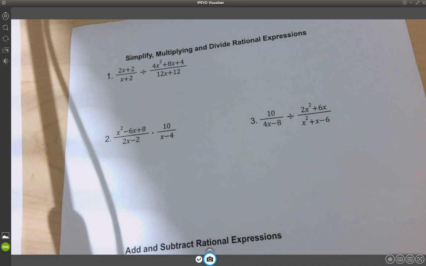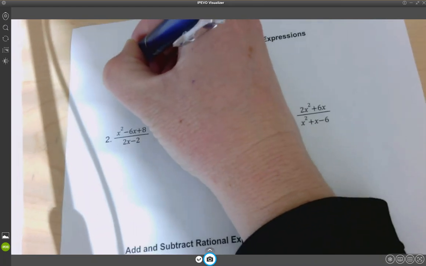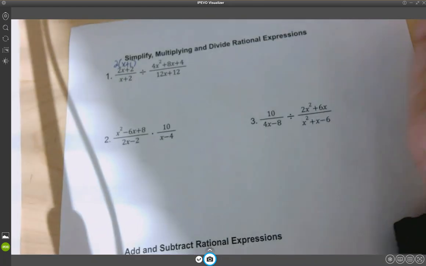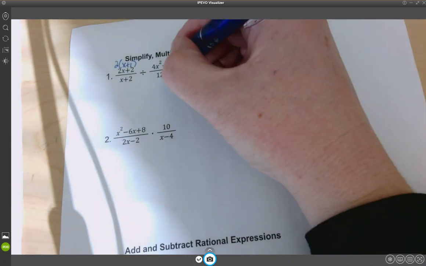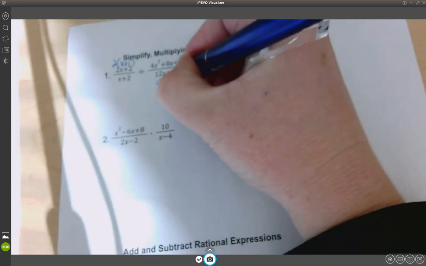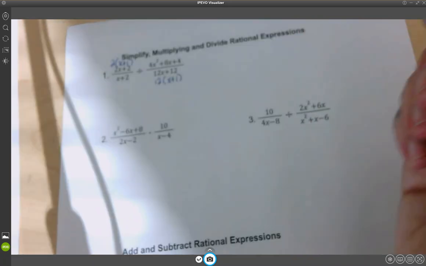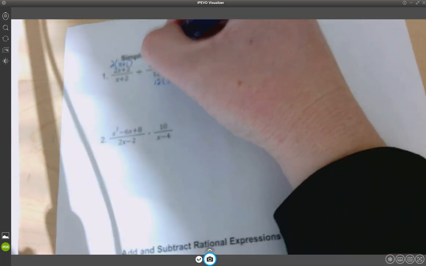Simplify multiplying and dividing rational expressions. So first you want to see what can be factored. So this one I can factor out a 2. And this one I'm going to start by factoring out a 4 and then continue. This one I can factor out a 12. I don't really have a lot of space for this one, so I'm going to make space for that in just a moment. Actually, maybe I'll use the space up here.